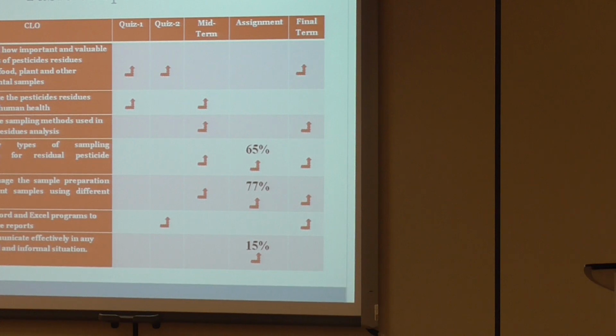What is the minimum passing score for your college? 60%. 60%? That means the cutoff point is 60. So below... Excuse me, Dr. Usmani? Yeah, please go ahead.